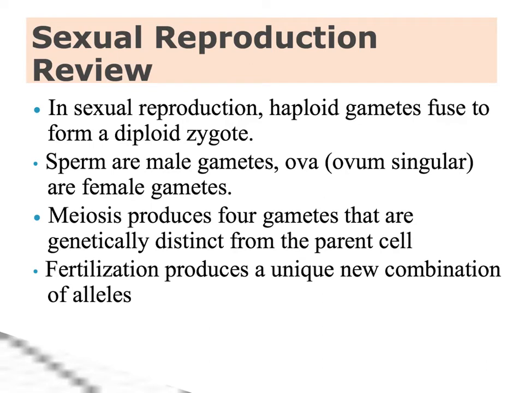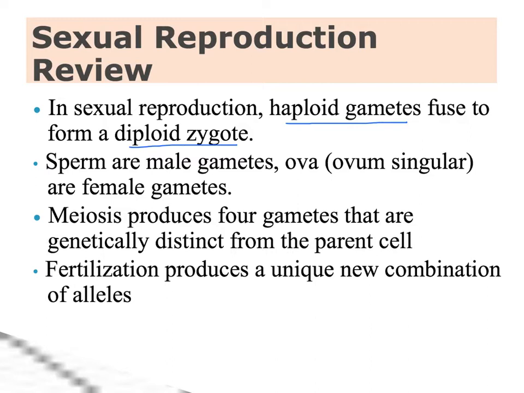To just remind you, sexual reproduction happens because there are haploid gametes that contain half the number of chromosomes, which fuse together to form a diploid zygote. Sperm are the male gametes, and ovum, ova being the plural, are the female gametes.